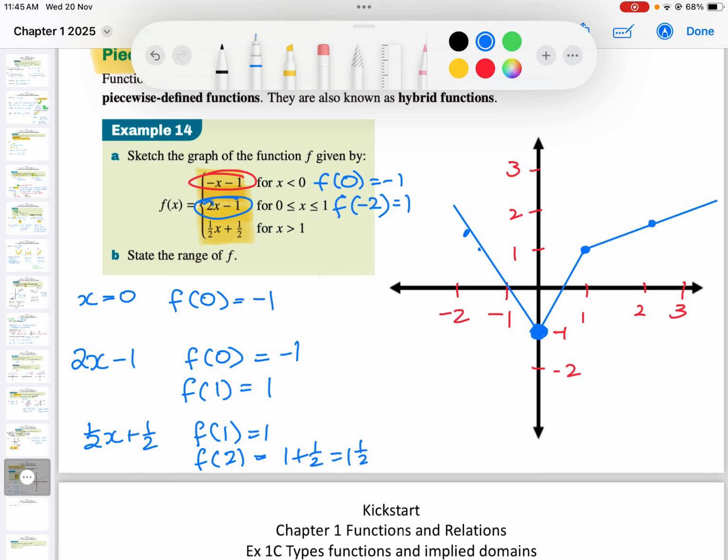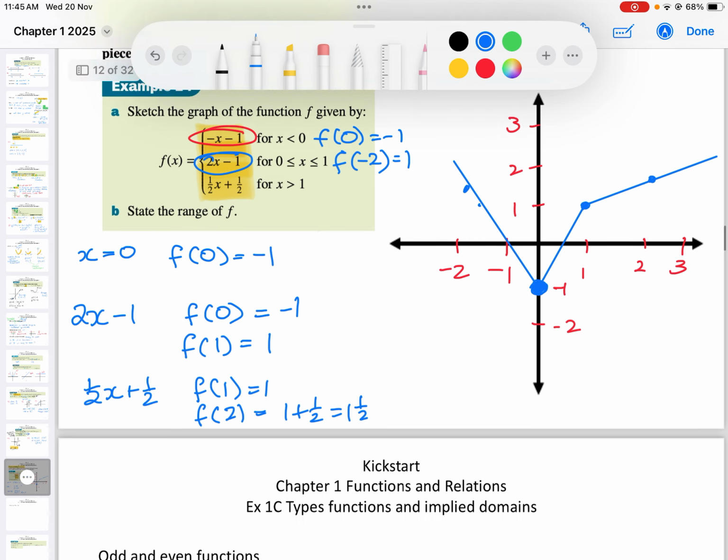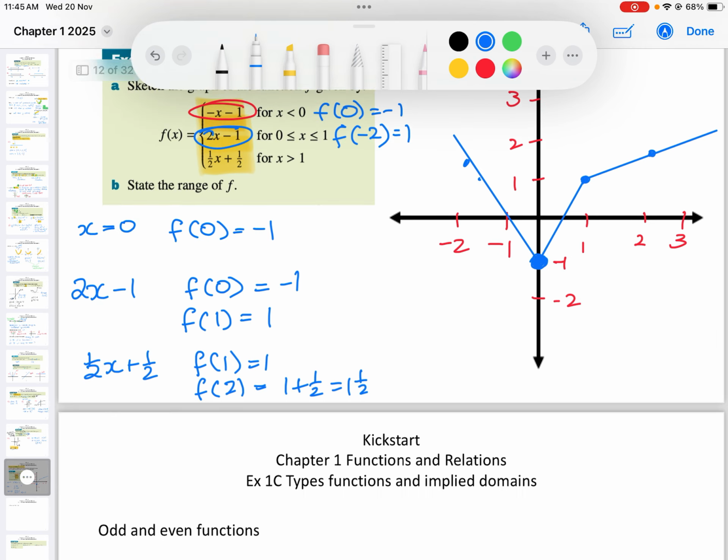So what do we have to do? Sketch the graph. There you go. State the range of f. Well, the lowest value is down here, -1, included, and then keeps going forever. It will go up to infinity from there. So the range is -1 to infinity.